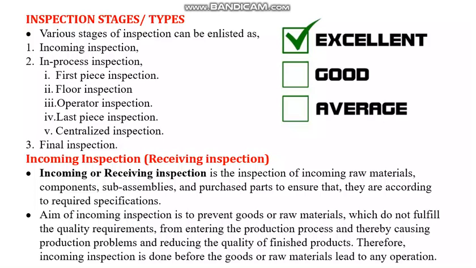Sometimes they will say we want this kind of steel. Its diameter should be so much. If it is a rod, the diameter should be so much. If it is a sheet, its thickness should be so much. They will give specifications when they are purchasing the raw material. Even for components and sub-assemblies, if they are ordering, they will give the specifications. According to that only, they will receive the components, sub-assemblies, and even purchased parts. All these things, according to the specification.